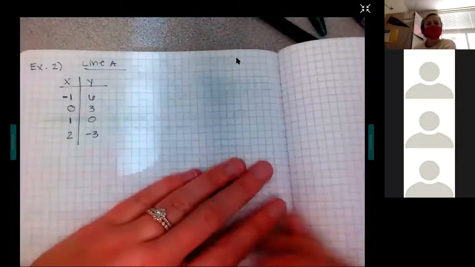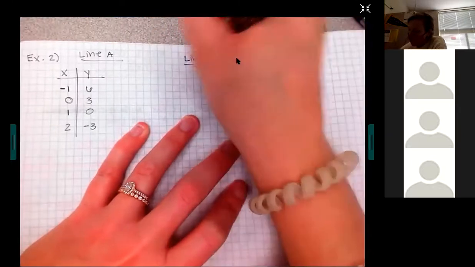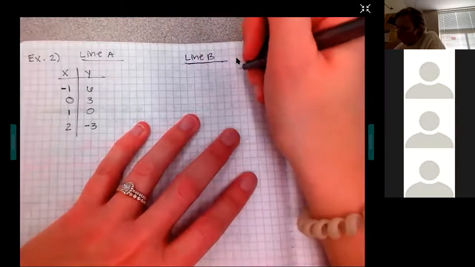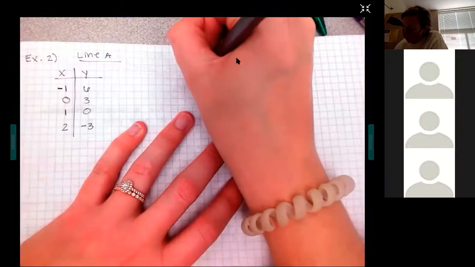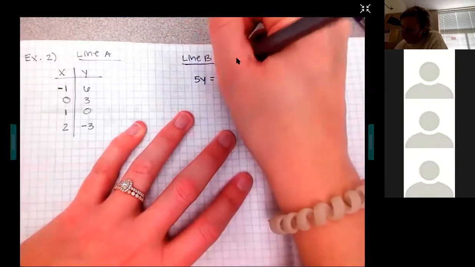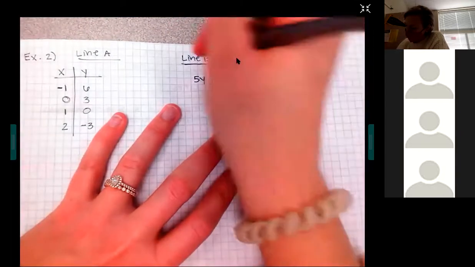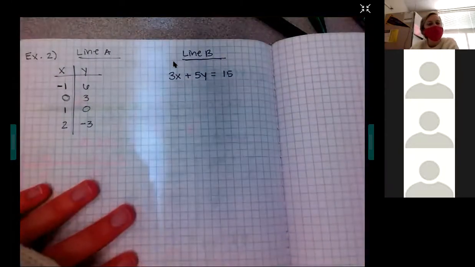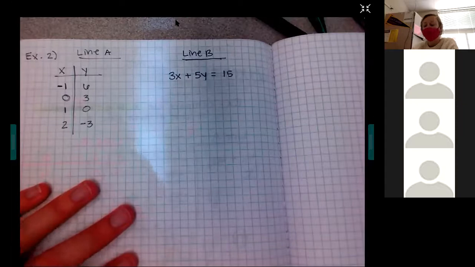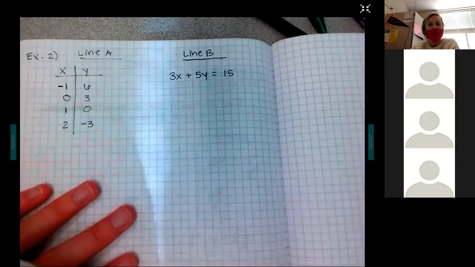All right, there's line A. It's represented by the table. And line B is going to be represented by this equation. All right, so I'm going to give y'all about 3 minutes, maybe 5. Let's start with 3 and see how y'all are doing. Find the x and y intercepts of A, find the x and y intercepts of B, and then we need to compare them, okay?